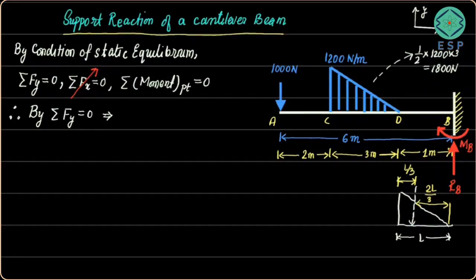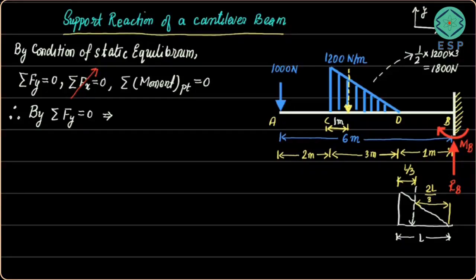So this 1800 Newton will be acting from 1 by 3 from this particular distance because it is 3 meters. So it will be acting somewhere here, we can say like this, and this length will be, friends, from here to here, 1 meter. So this length will be 1 meter.